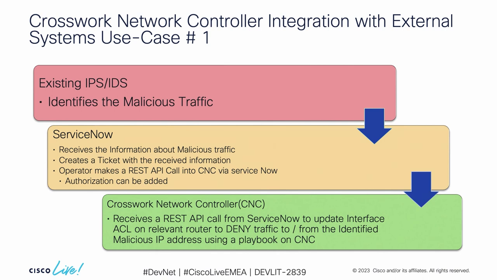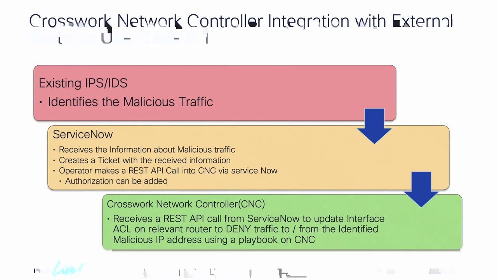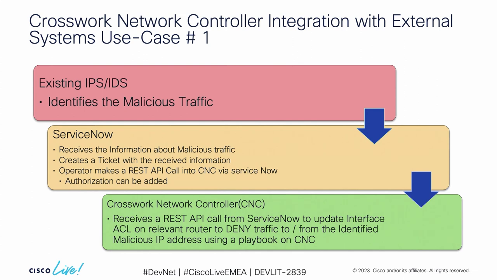He would push it. Behind the scenes, what happens is it takes the CNC's API and it pushes the playbook. Typically, in this scenario, with that IP address, it's configuring an access list on the routers. So all the configuration is taken care of behind the scenes using the APIs. Everything an operator looks at is the UI of ServiceNow, where he gets a ticket. Okay, this is the IP address. He takes it, puts it there, hits submit, and everything is taken care of. In 5 minutes, the access list is configured and the traffic is blocked.